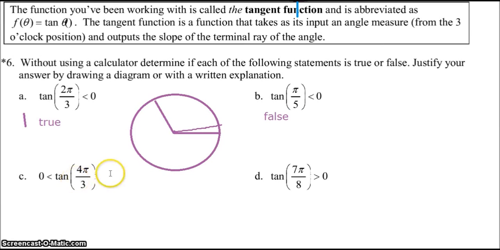Let's see, tangent of 4 pi over 3, that's a little bit more than pi, so our terminal ray will be over here, which is positive, so that's true. Tangent of 7 pi over 8, that's a little bit less than pi, and it would be about right here, and that has a negative slope, so that one is false.